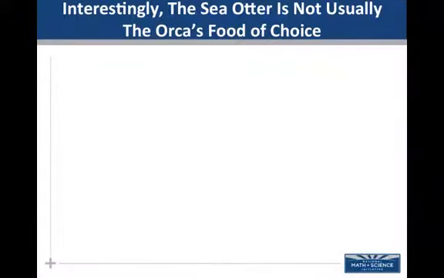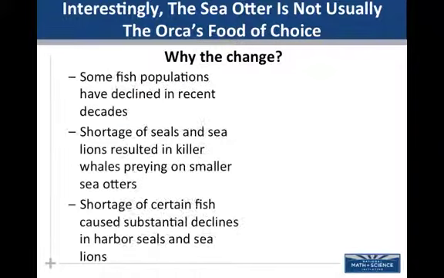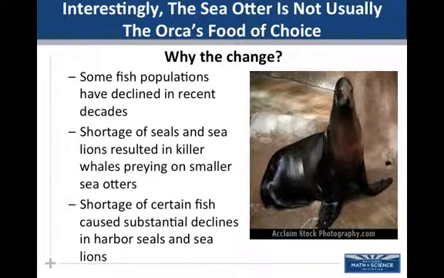So now that we've worked all that math out to figure out if the killer whales needed that many otters per day for so many years, interestingly enough, sea otters are not usually the orca's food of choice. So what happened? A couple of things happened that impacted the killer whales now eating these sea otters. Sea otters had a long history of federal protection that goes all the way back to 1911, excuse me.